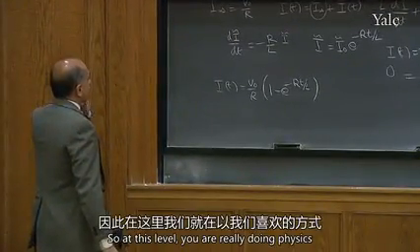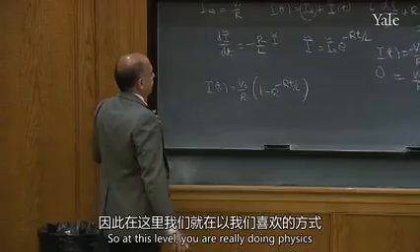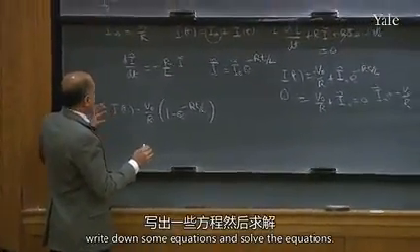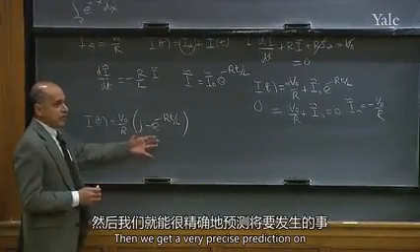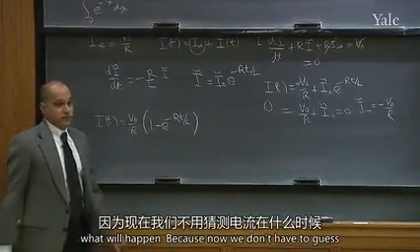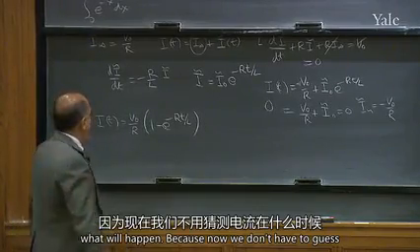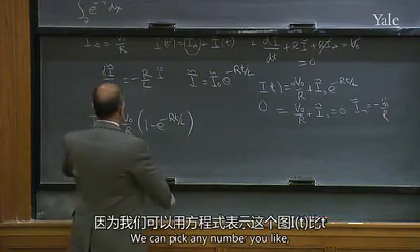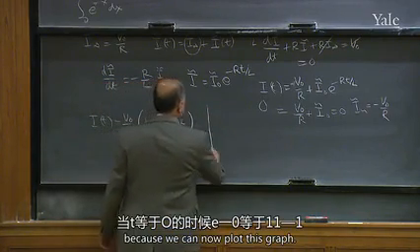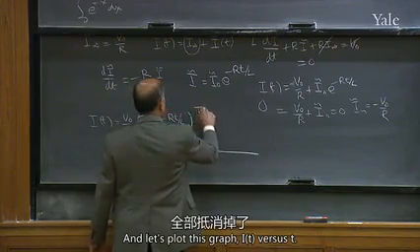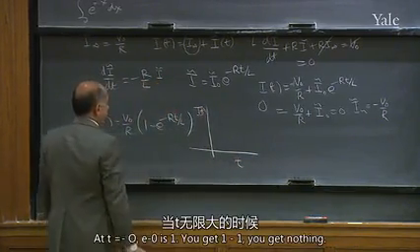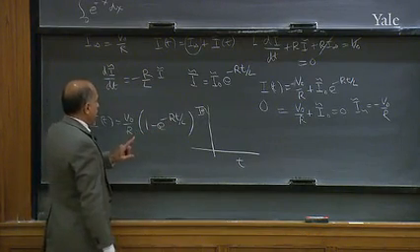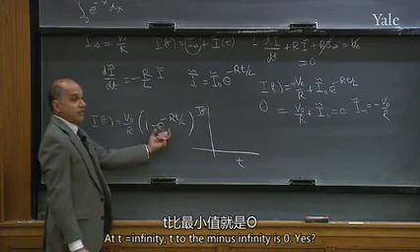So at this level, you are really doing physics the way we like to do it. We like to study things, write down some equations, and solve the equations. Then we get a very precise prediction of what will happen. Because now we don't have to guess when the current will come to 90% of its maximum value. We can pick any number you like, because we can now plot this graph. And let's plot this graph, I of t versus t. At t equal to 0, e to the minus 0 is 1. You get 1 minus 1, you get nothing. At t equal to infinity, e to the minus infinity is 0.